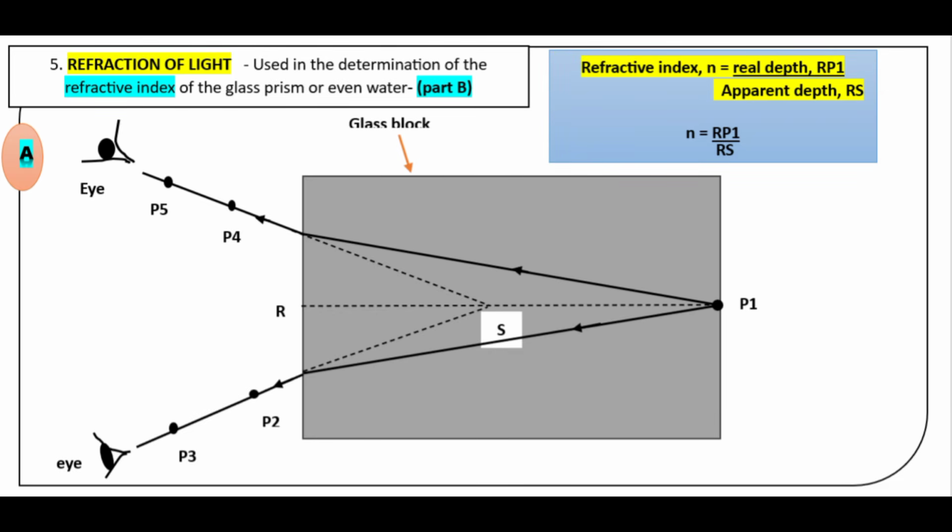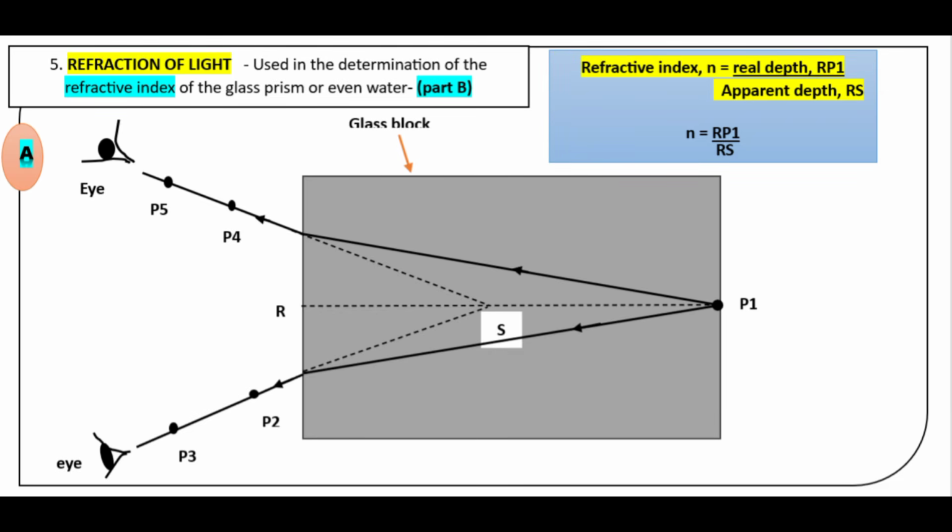So in this experiment, you realize that you have the real depth of pin 1, that is from R all the way to P1. That's the real depth of the pin P1. But when you look through the two edges, through the two sides, you realize that you are seeing pin 1 at point S, because that's the point where they are forming a straight line. That means there's some form of displacement or reflection.